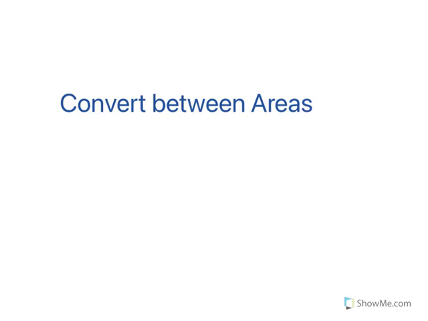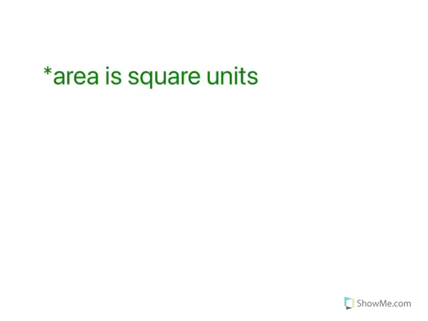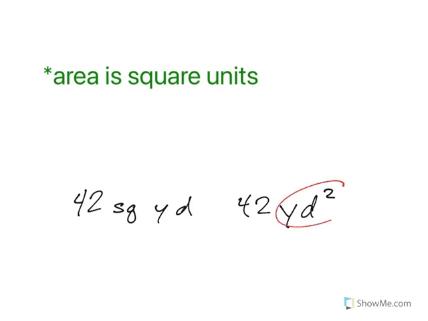Convert between areas. Hopefully we know that area is square units. So if you find the area of the floor, you would say it's 42 square yards, or you might say 42 yards squared. But the key is the units are squared. So yard squared is the same as yard times yard. It's there twice, so if we are converting, we need to do conversions twice.